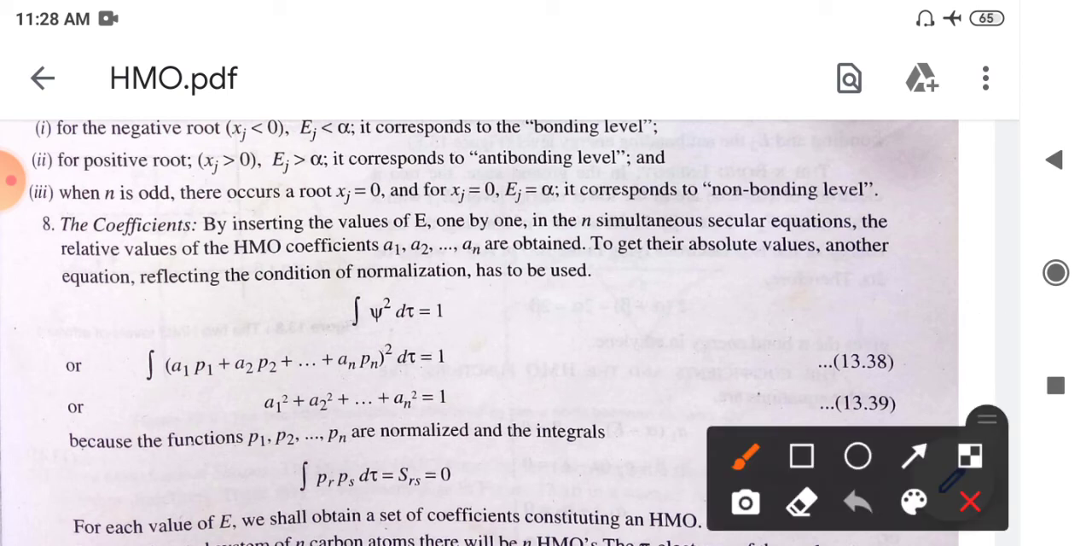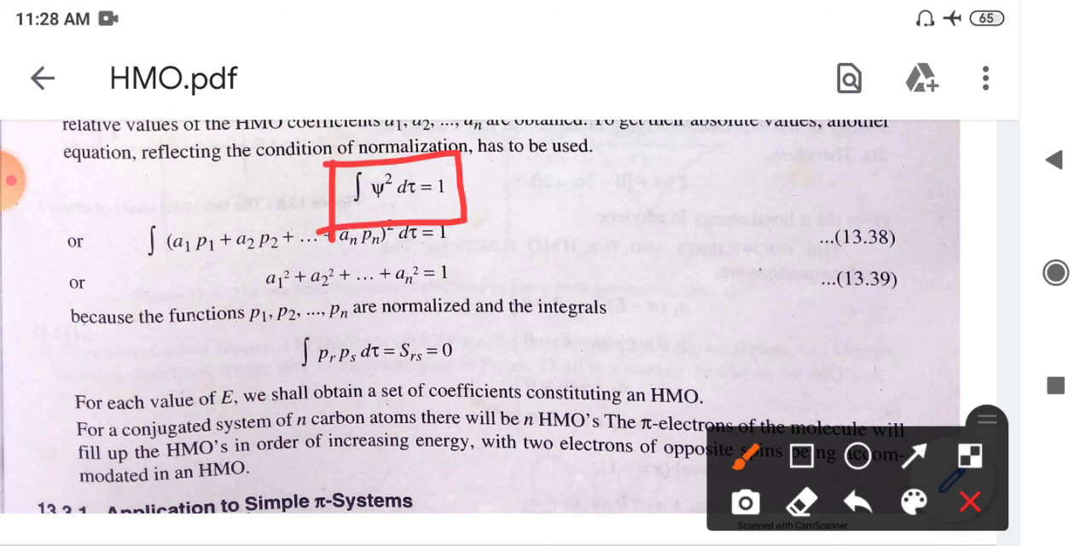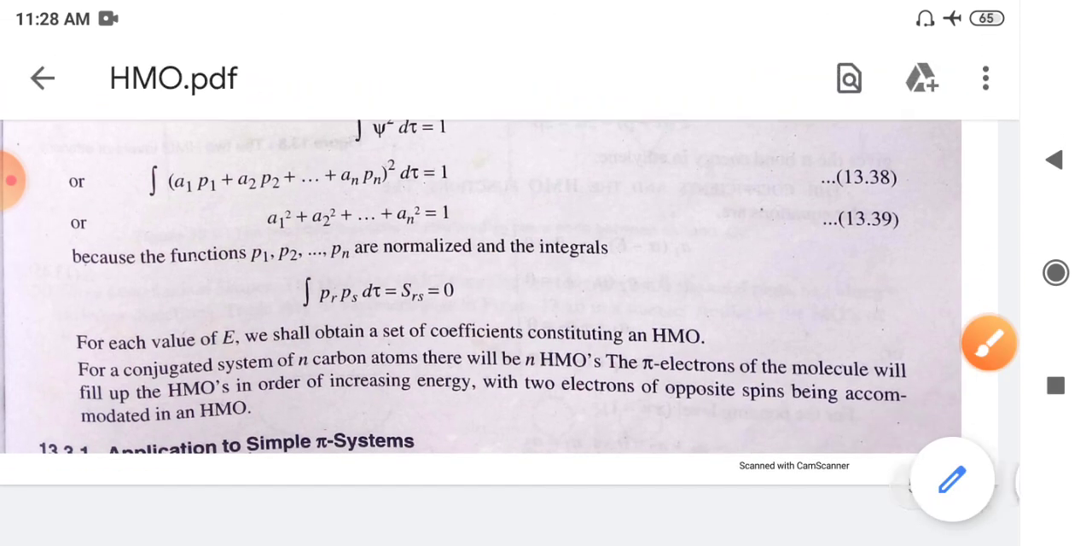Now the next important thing is the coefficients of the given wave equations. By inserting the values of this energy E one by one into the n simultaneous equations, we obtain the HMO coefficients a1, a2 and so on. To get the absolute values, the equation used quite heavily is the normalized wave equation. The normalized wave equation is what? Integral of psi square d tau equals 1. So we use the normalization condition, and based upon that we get the coefficient of each wave equation.